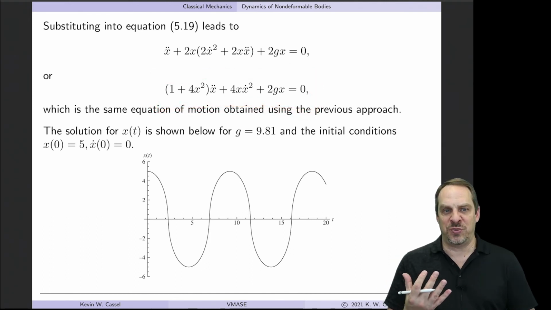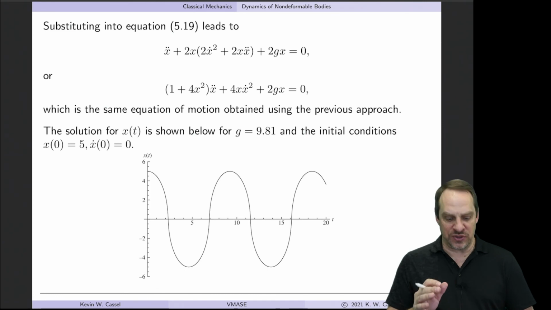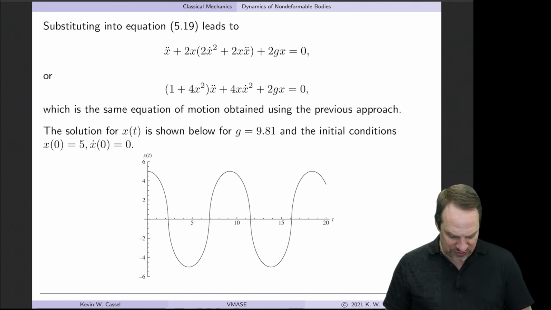From both of these examples, you can see there's not any inherent advantage in doing it one way or the other, just two different approaches to solve the same problems. In these cases where we have geometric constraints that are applied to the system, either one works fine and gives you the same answer. And here's an example.